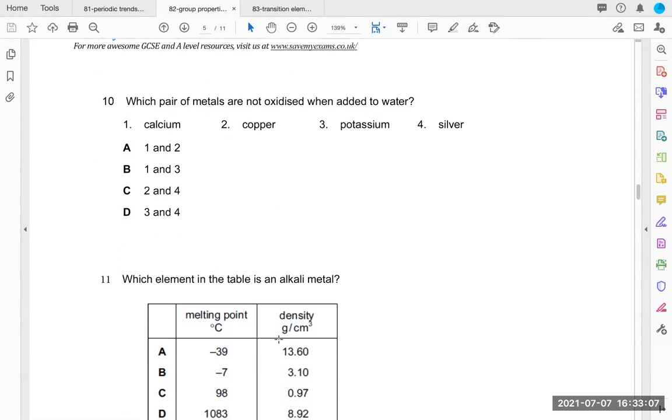Which pair of metals are not oxidized when added to water? So that simply means which will not react with water. Calcium is more reactive than H positive, so it will react. Copper is less reactive, so it will not react. Potassium is more reactive, it will react. In fact, the reaction will be quite explosive, fast, vigorous, and you will get fumes of hydrogen gas. Potassium will float on water, moving around, darting across the surface. So this could even catch fire. And silver is less reactive than water, so it won't do anything.